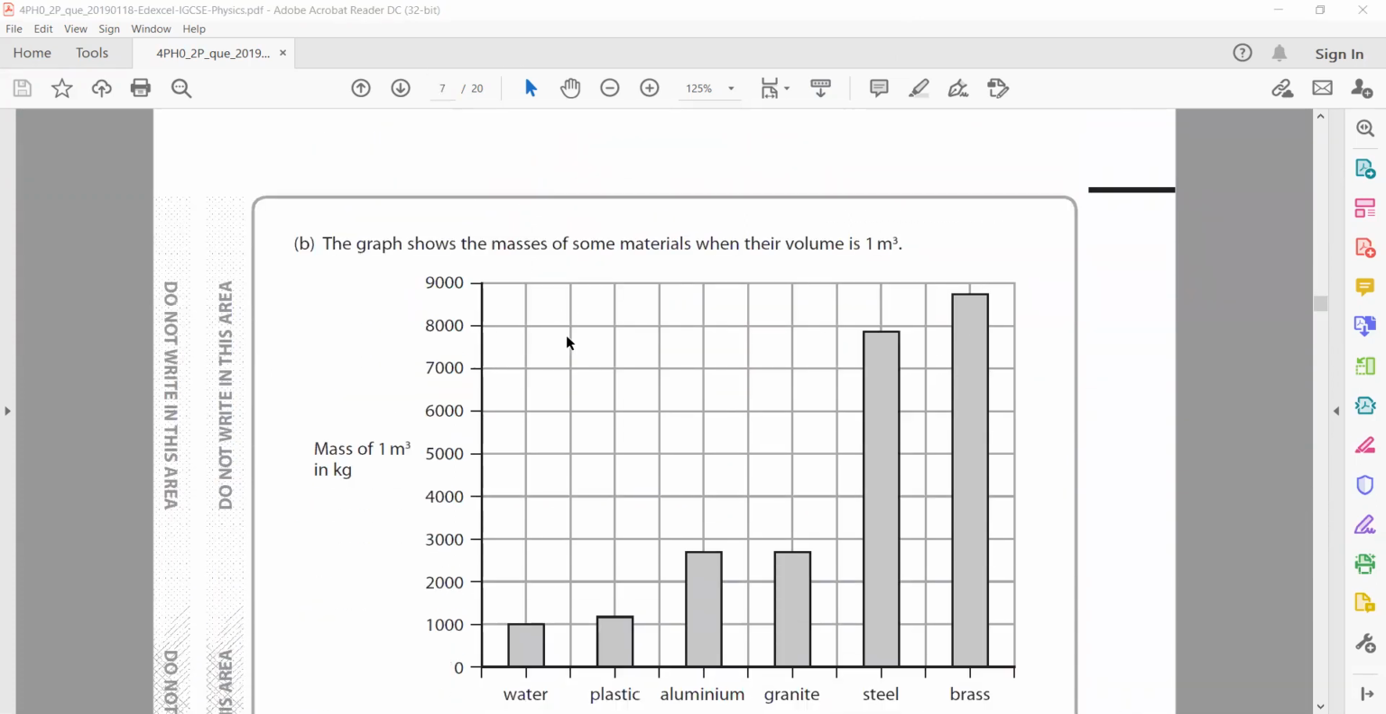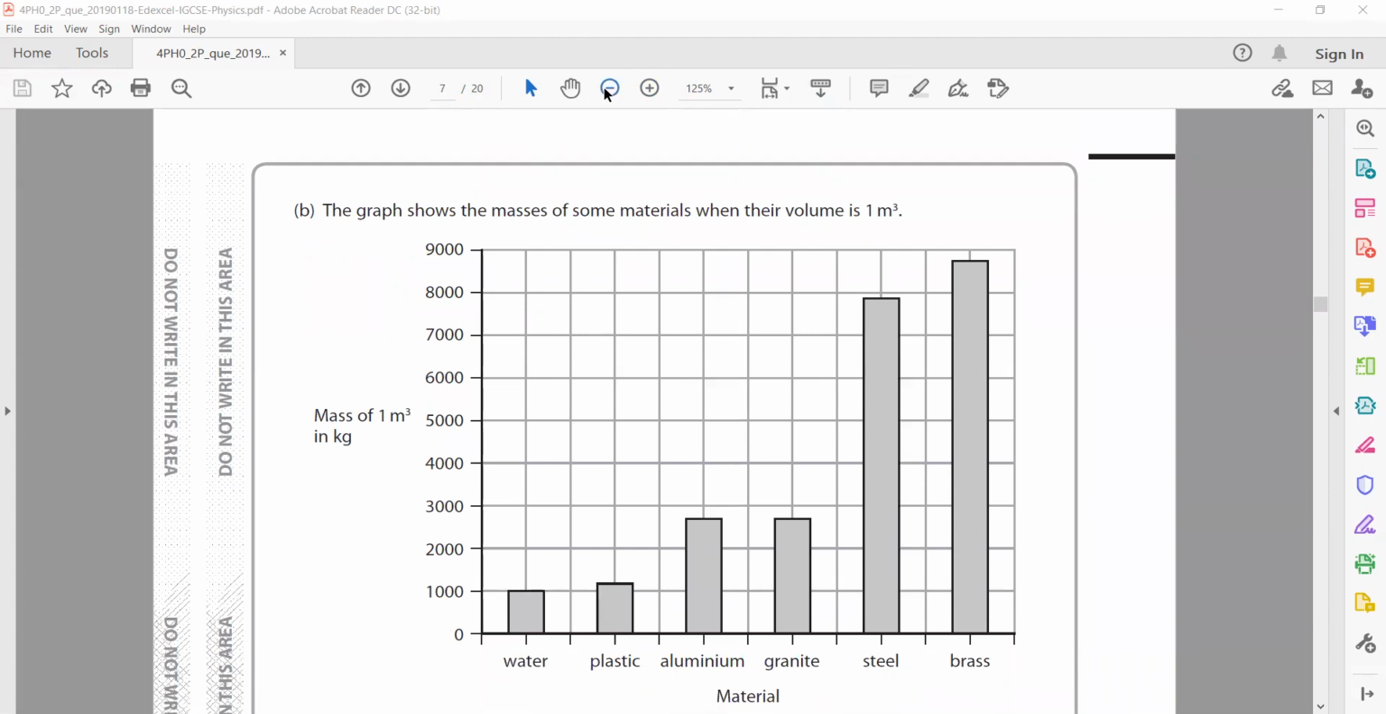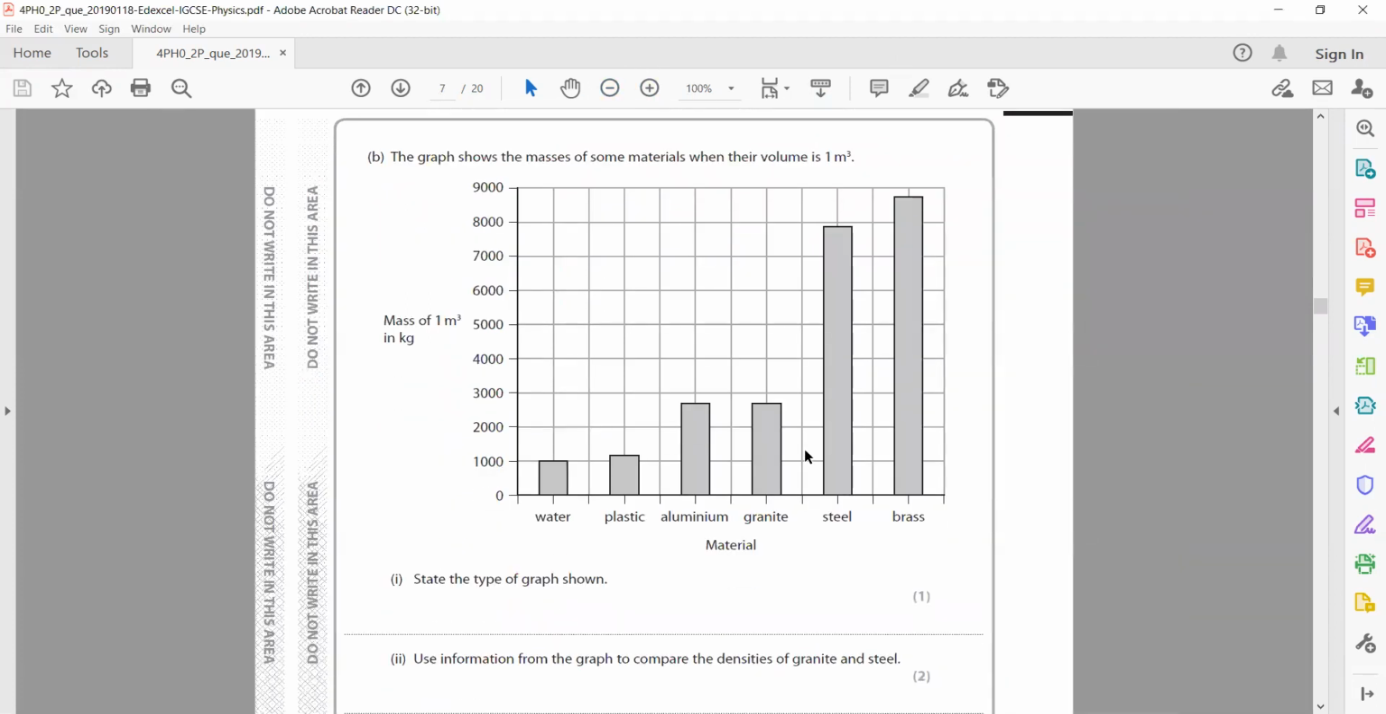The graph shows the mass of some materials when their volume is 1 meter cube. State the type of graph. So this is a bar chart or a bar graph.